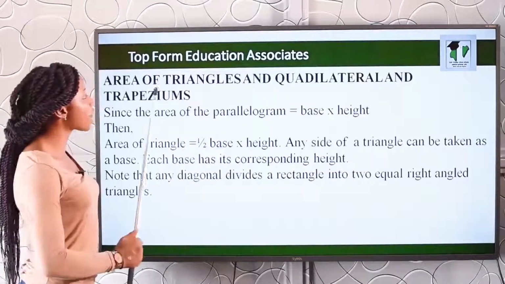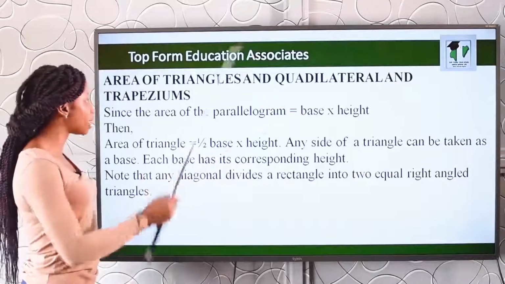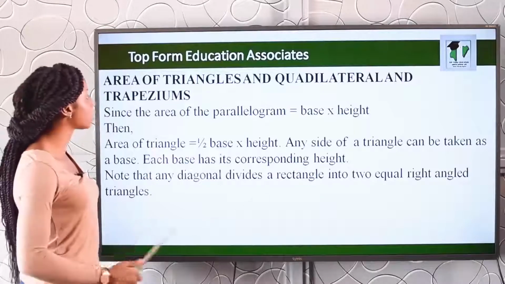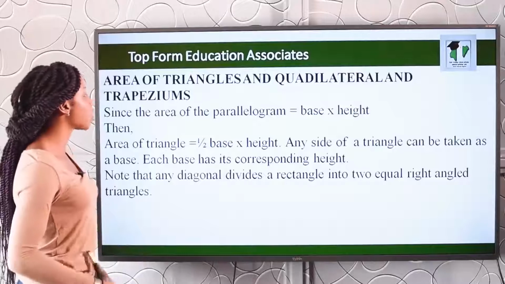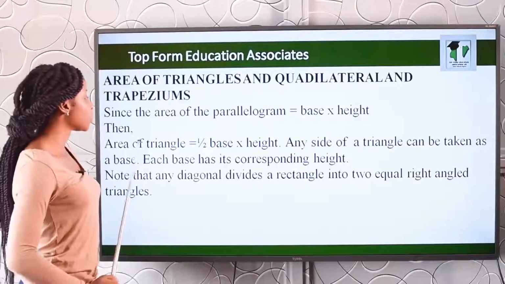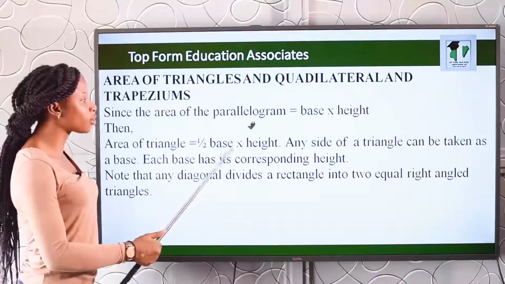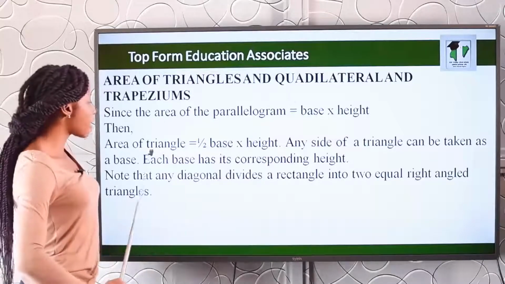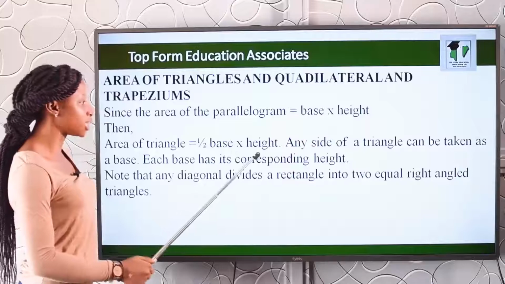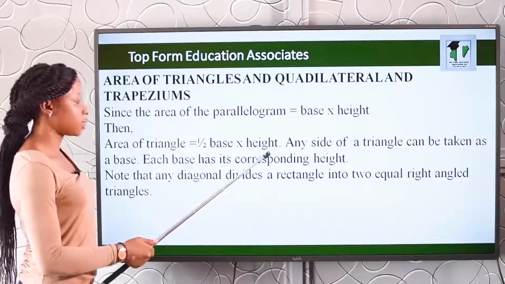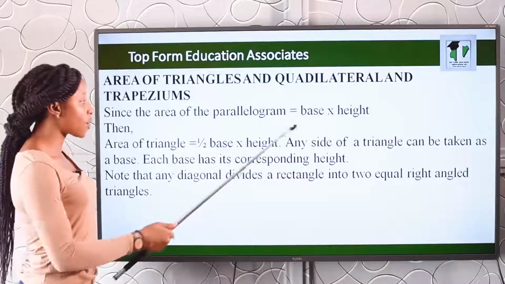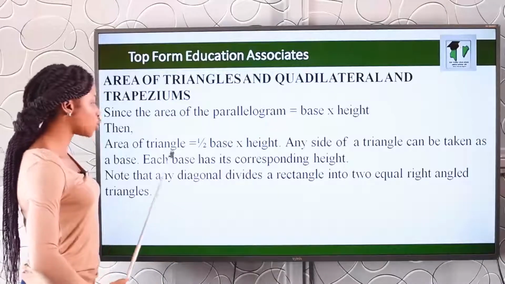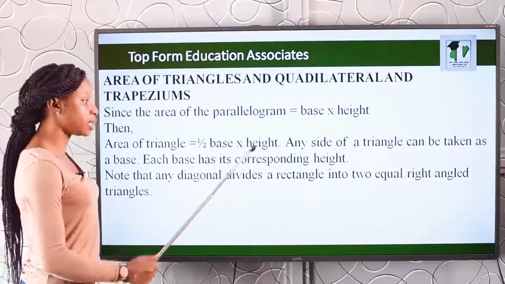Now let's go to area of triangles and quadrilaterals. Also, we are going to be looking at the area of trapeziums. Now, since the area of a parallelogram is base times height, then the area of a triangle will be half base times height. Okay? The area of a parallelogram is given as base times height. Now, the area of a triangle will be half base times height.